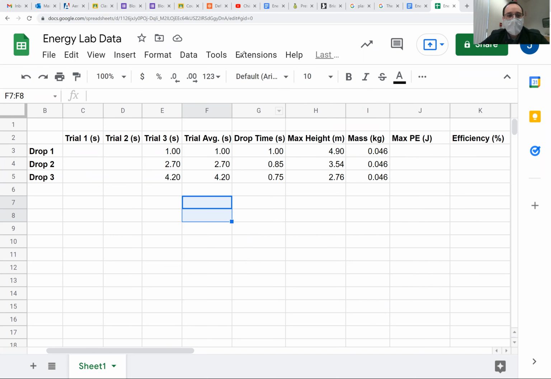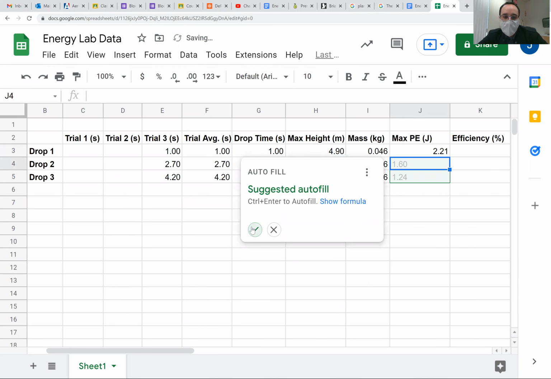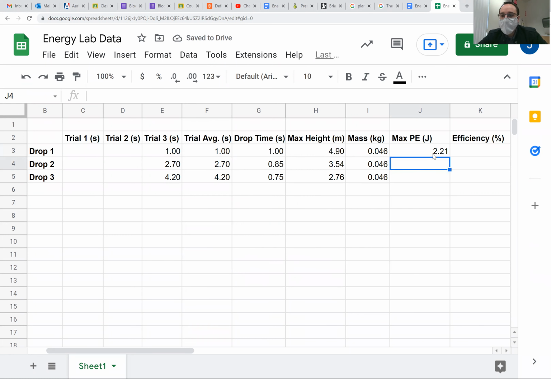If I were going to type this in this case, it would be equal to mass, which is I3, times gravity, which is 9.8, times height, which is H3. And that's the energy value that I would get. And yes, the autofill would work. But I'm going to delete all of that so that you'll have to do it on your own.